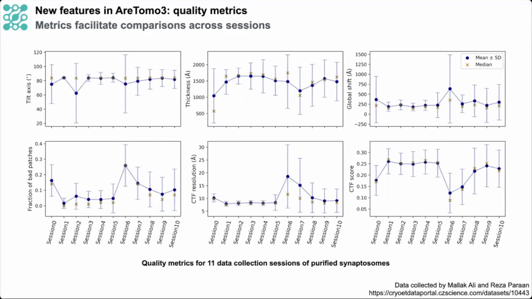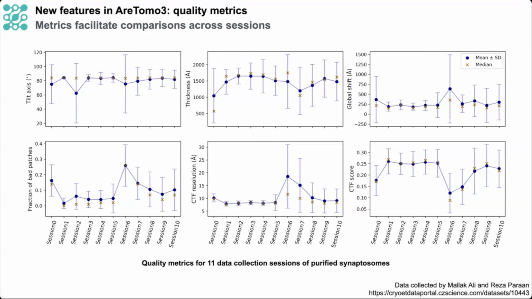In these plots here, we're tracking these quality metrics across 11 different data collection sessions where we were acquiring data from samples of purified synaptosomes. And tomograms from two of these data collection sessions are now available on the CryoET data portal for anyone interested. When we inspected these plots, we noticed that session 6 in particular seemed to be a bit of an outlier in terms of its quality score.